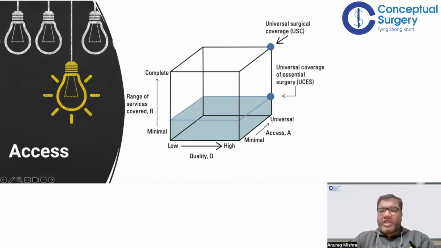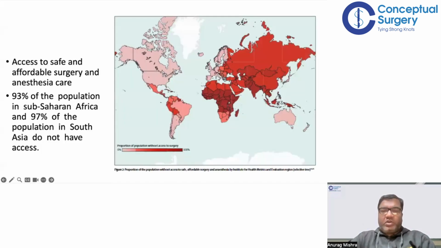The first talk is about access, like is it available to everyone or not? Now, I want to present some global data. This is a very famous figure given by the Lancet Commission. The graph is showing the proportion of population without access to surgery. The more red it is, the more that population has no access to surgical services, either because of money, or because of non-availability of a center, a doctor, a surgeon, an anesthetist or equipment, or if the center is available, it may not be affordable, it may not be safe.